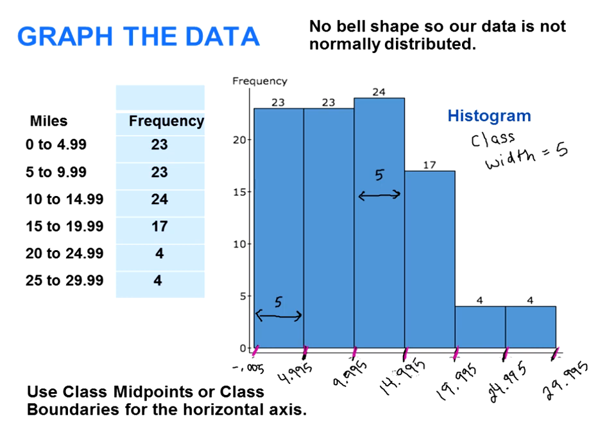Now, is this distribution normally distributed? In order for it to be normally distributed, the bars would have to start low, go to a maximum, and then go low again.